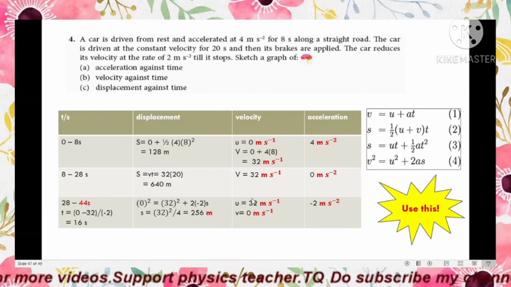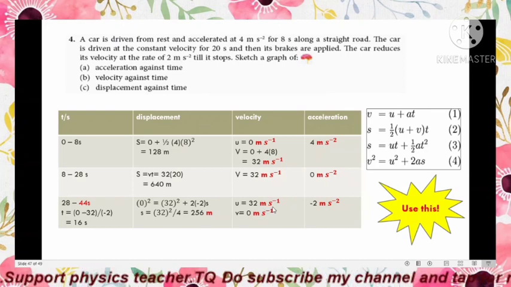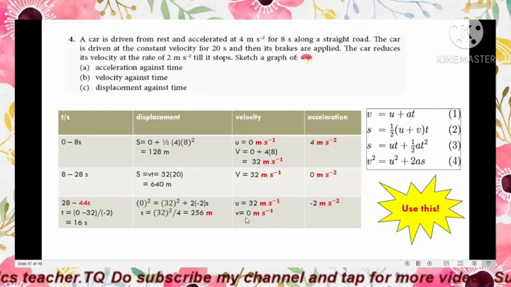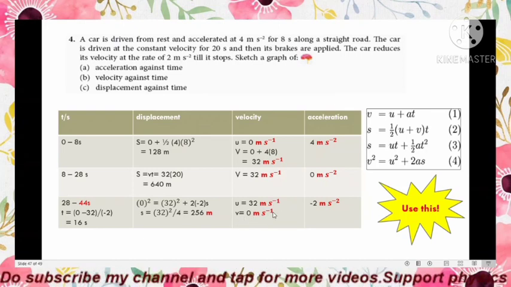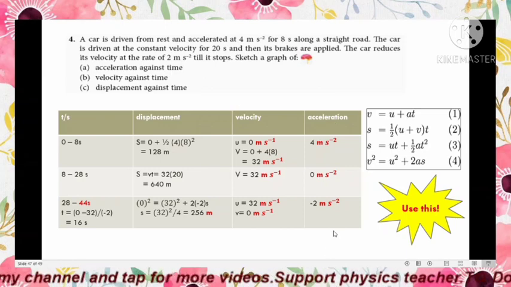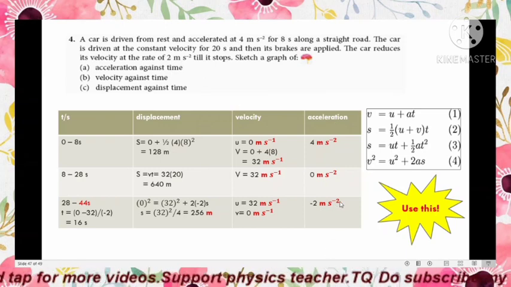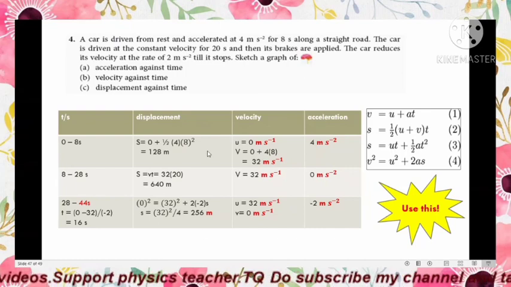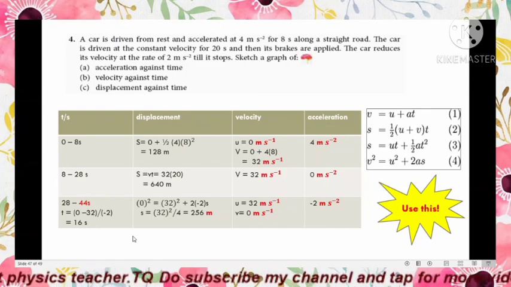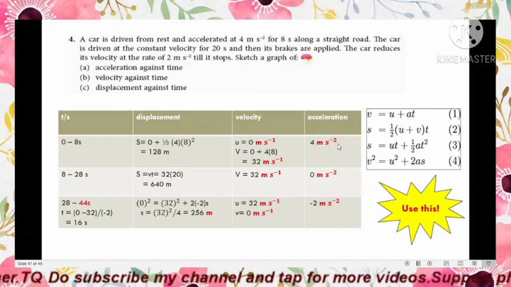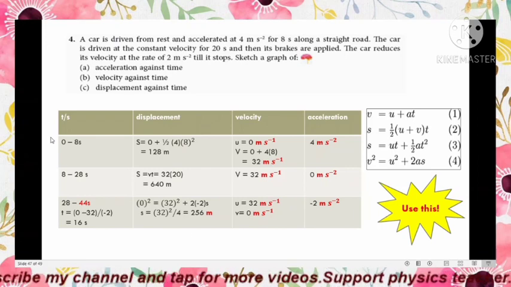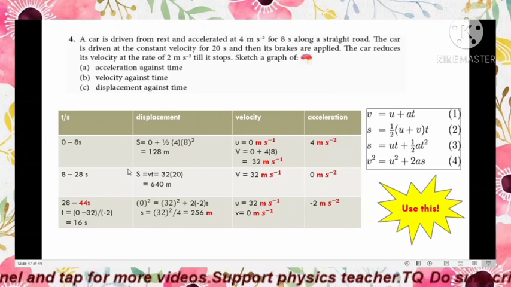Okay, initial velocity is 32 meters second negative 1. So final velocity 0 meters second negative 1. Acceleration given negative 2 meters second negative 2. So based on this table, we have all the values of displacement, velocity and acceleration. So now we can sketch a graph.